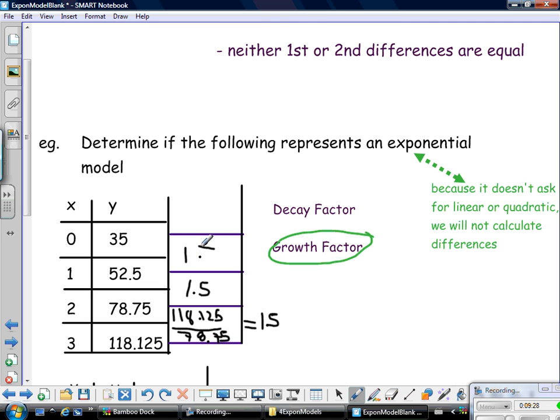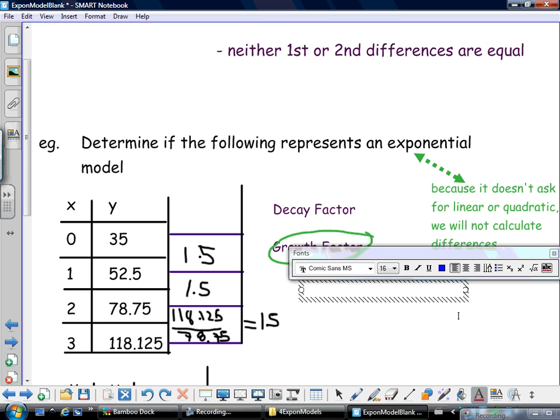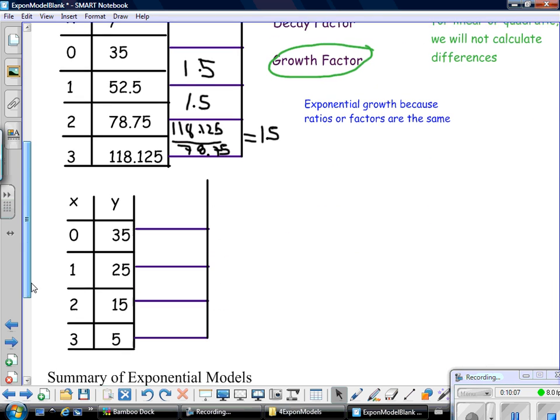Now, because when I divide, I get the same number, 1.5, I can say that this is exponential. Okay, so therefore it's exponential. So I'm just going to write that down. This is exponential. And it is actually growth because it's going up. Because you can either say ratios or factors are the same. Sorry about that. And the last example we're looking at is this one here.